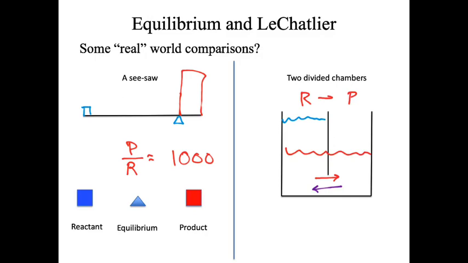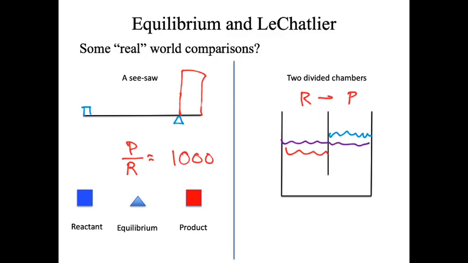So Le Chatelier comes through and wants to mess with this. To mess with this, what could he do? I don't accept tipping it. What could we do? Add something from one side. Let's add some product. So we're gonna close the chamber. We're gonna add some more product. Now what happens when I open the chamber? It's going to level out again.